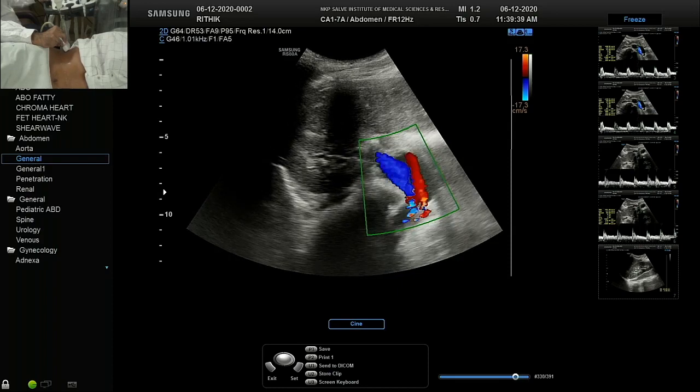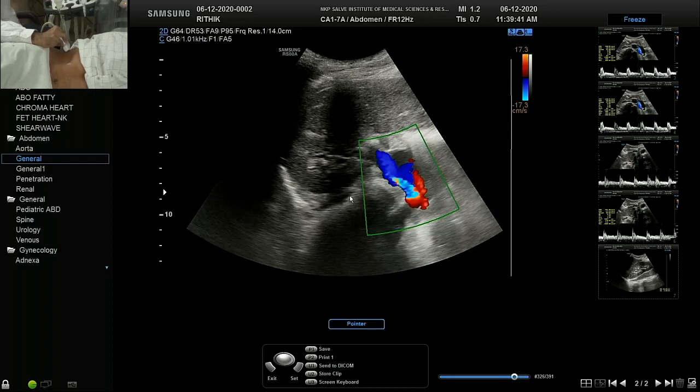This is the origin of the renal artery. If you can appreciate, this is the origin of the renal artery from the aorta.